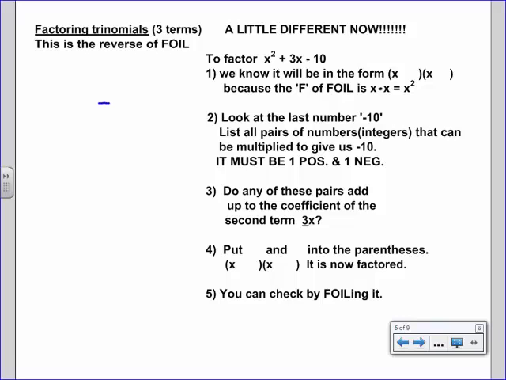Well, it could be negative 1 and positive 10, or 1 and negative 10. It could be negative 2 and 5, or 2 and negative 5. Any of these, if multiplied, would give you negative 10. If we add them, negative 1 plus 10 is 9. And negative 2 plus 5 is positive 3. We can stop right there. We found it.